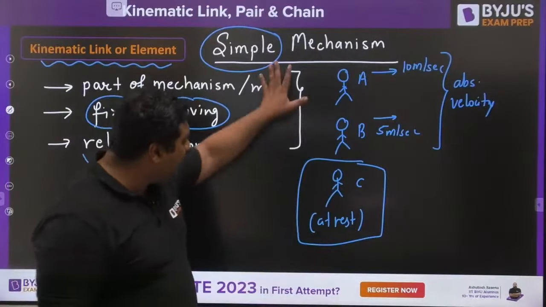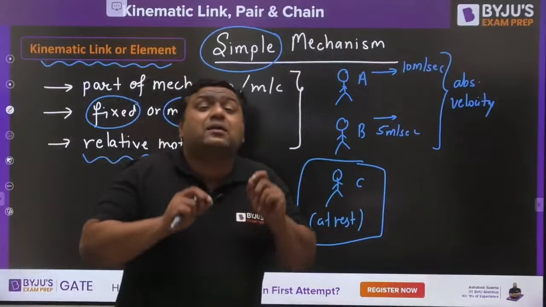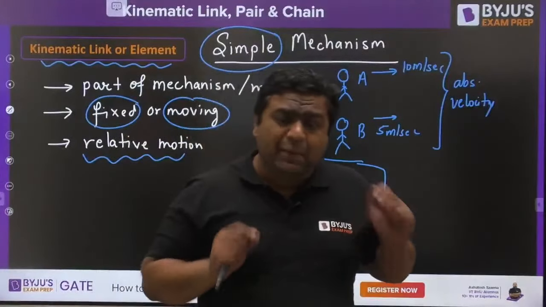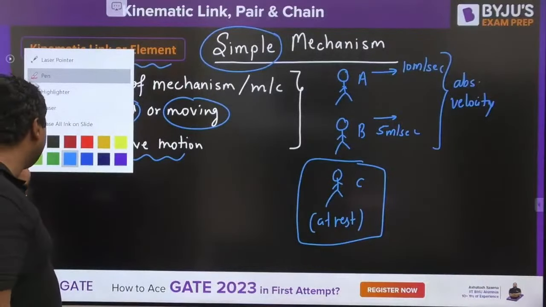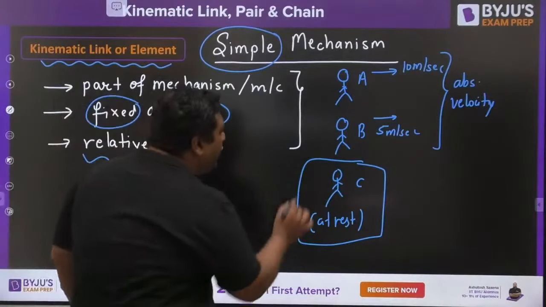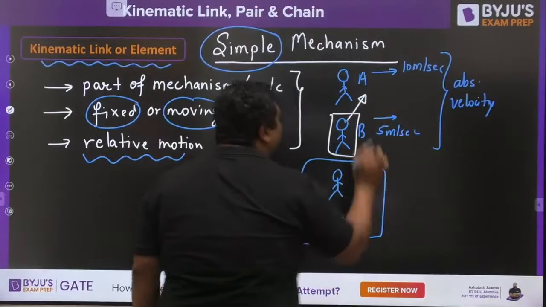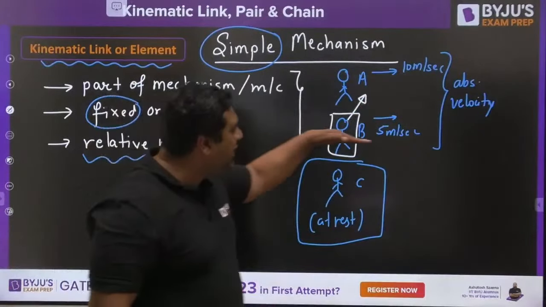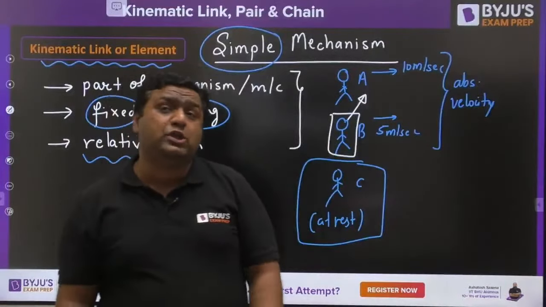So my dear, if you see this, you can say A and B are in motion, C is at rest. But these are absolute things you can say. But my dear, as I say, there are things which are said to be relative motions. If B would be looking at A, when B would be looking at A, B is moving with 5 meters per second, A is moving with 10 meters per second. If I ask you what would be the velocity of A with respect to B, that is said to be the relative motion.